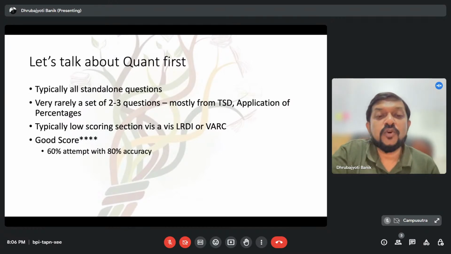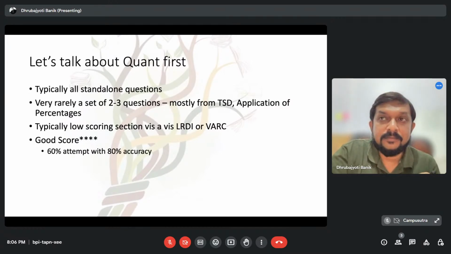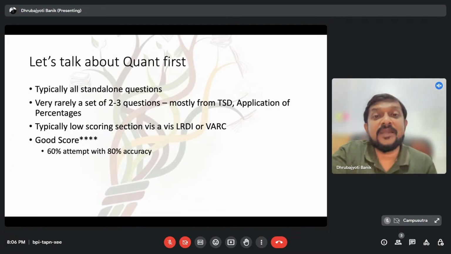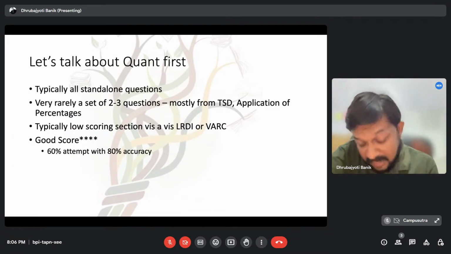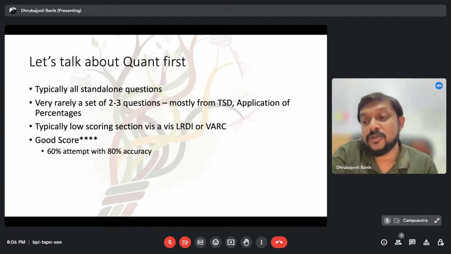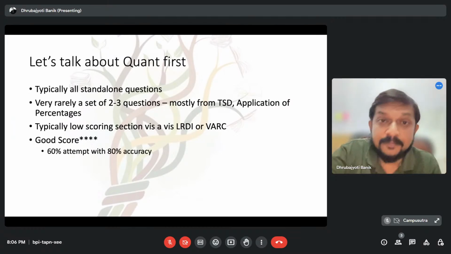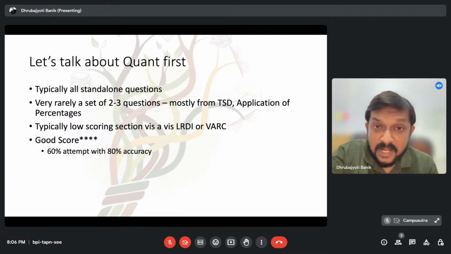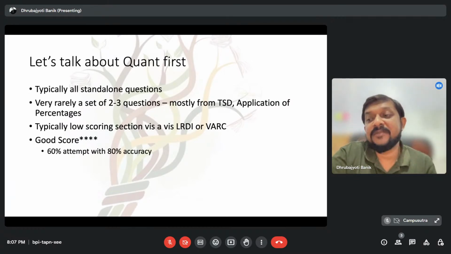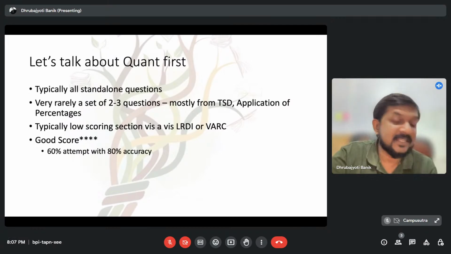So the basic difference is, if you remember last time in LR, and I'm going to say the same thing about DI also, we had discussed that we choose a set, at least on the face of it, based on the amount of data that you'll have to read vis-a-vis the number of questions that are there against that data.